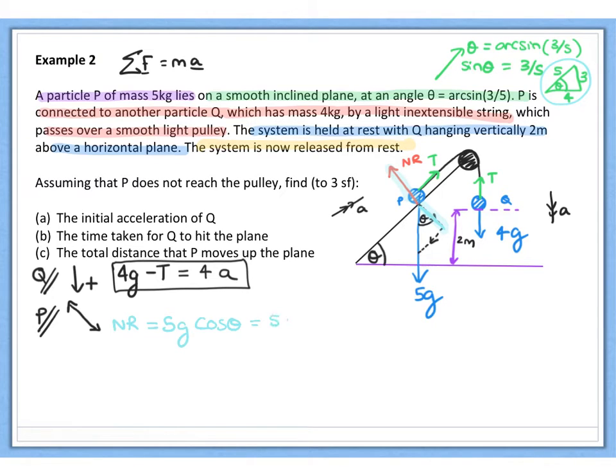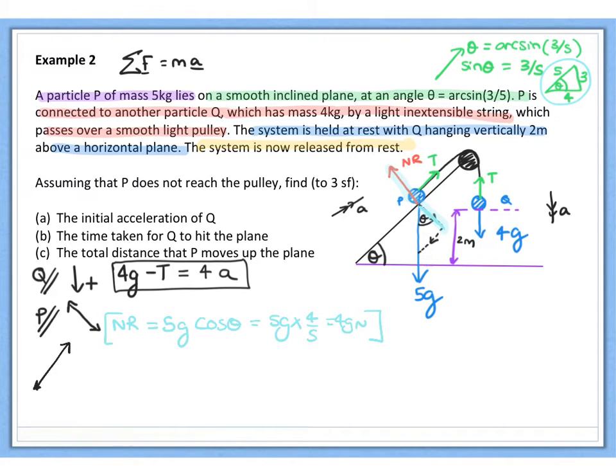So that would simply be equal to 5g multiplied by 4/5, so 4g newtons. But we weren't actually asked to find the normal reaction. It's just interesting to analyse that motion. Now, what about P in the direction parallel to the slope?